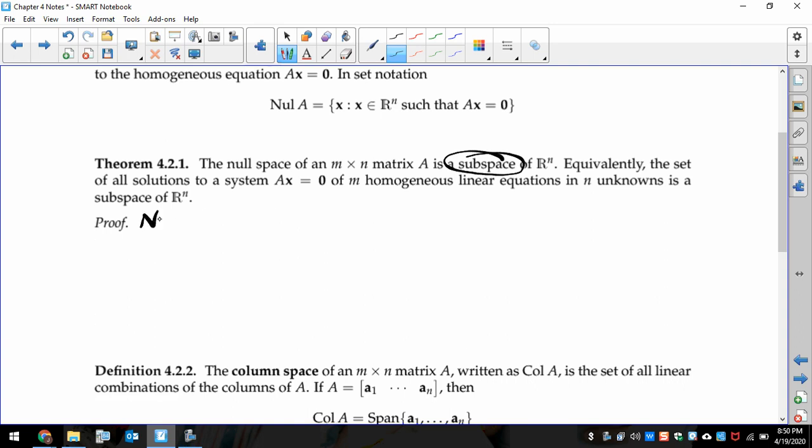So null A, let's just write this down to start, is equal, oops, Nul with one L. Null is written with two L's, but when we're talking about the space, it's just one L. So Nul A is the set of all vectors x such that Ax equals 0.